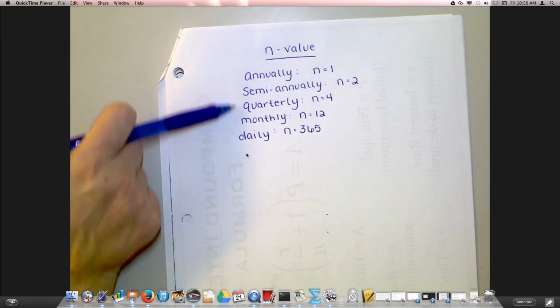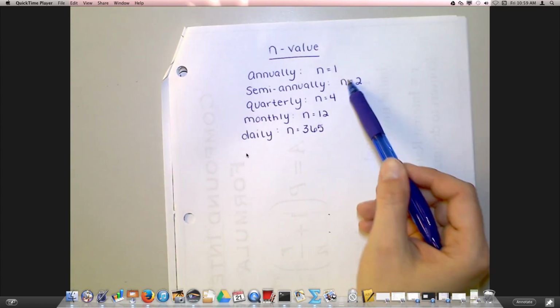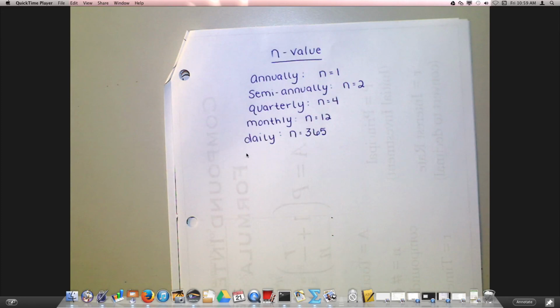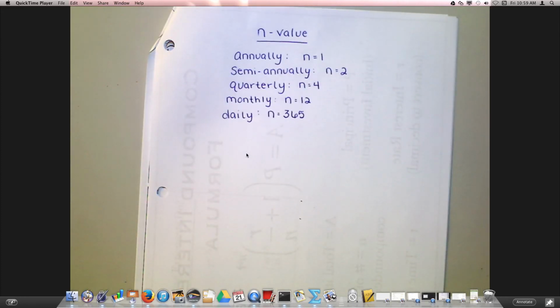So when you see these words in the problem, that's a signal for you to put these numbers in for N, okay? So here's what I would like to do now. I'm going to just hand out your homework assignment, and we're going to do one of the examples from your homework together, and that should be enough to get you going. Does that sound good? Okay. You do have 10 minutes left, so you'll be fine.